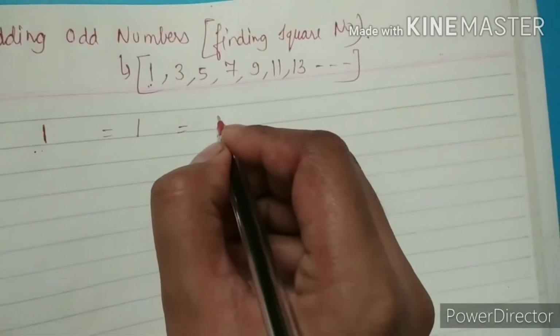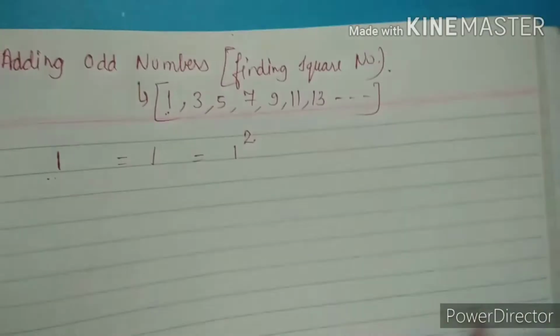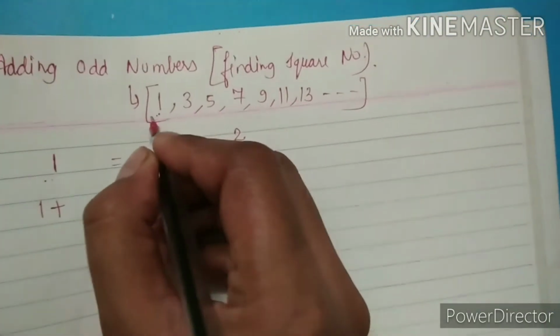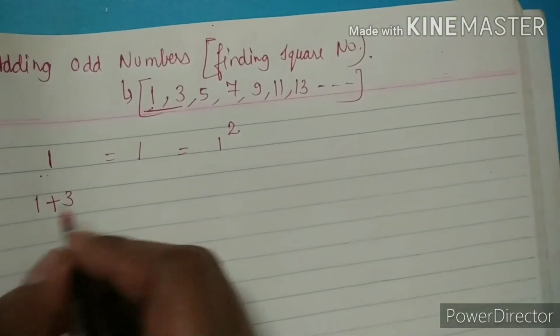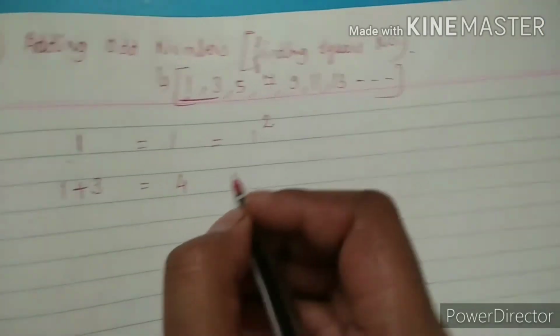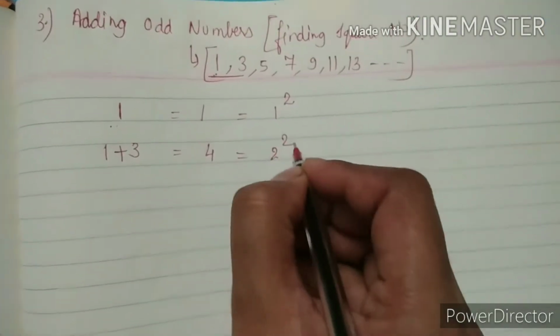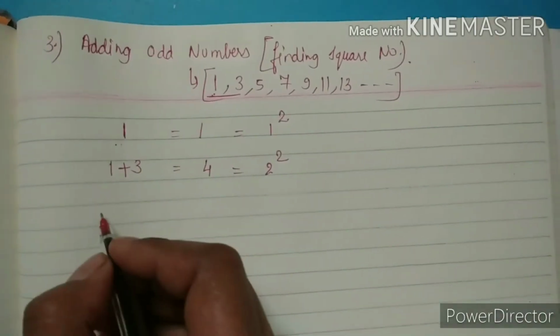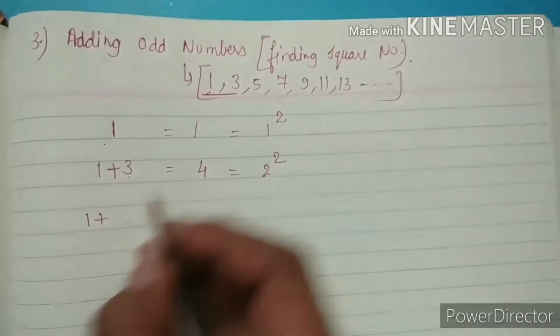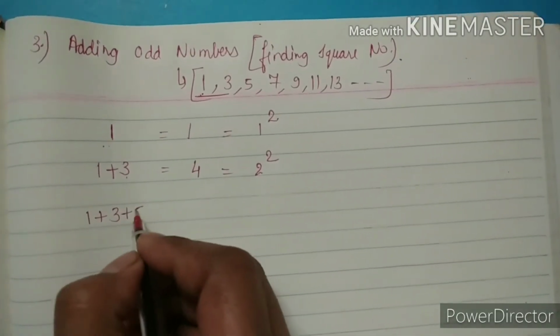And 1 is the square of which number? 1 is the square of 1. Now if we add 1 and 3, these two numbers give us 4, and 4 is the square of 2. Now till 3 we have completed. Now we take the next number: 1 plus 3 plus 5.